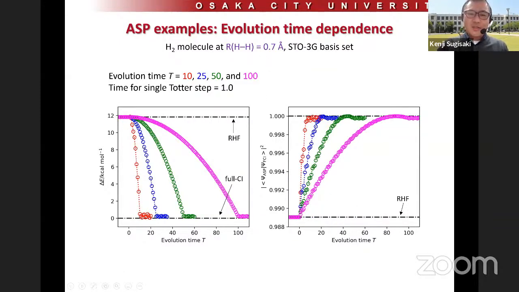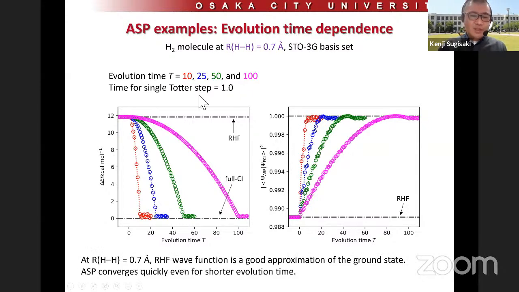Because this geometry is very close to the equilibrium geometry, the Hartree-Fock wave function already has very large overlap with the FCI wave function, about 0.989. In this case, we can obtain a very good wave function having the square overlap with the FCI wave function close to unity, even for t equals 10. So we can say adiabatic quantum state preparation converges very quickly, even for short evolution time.